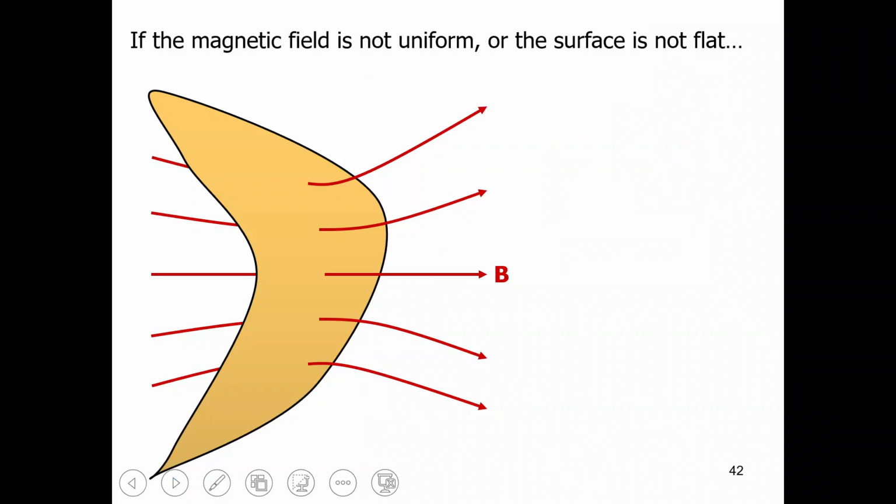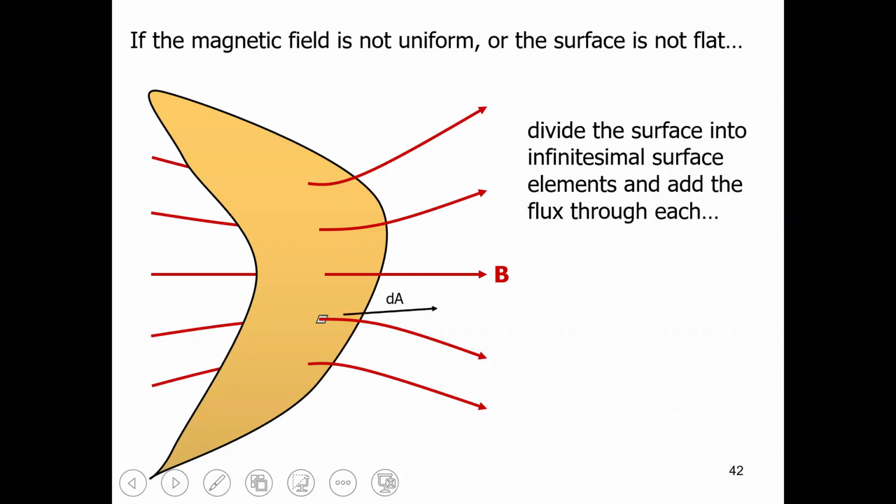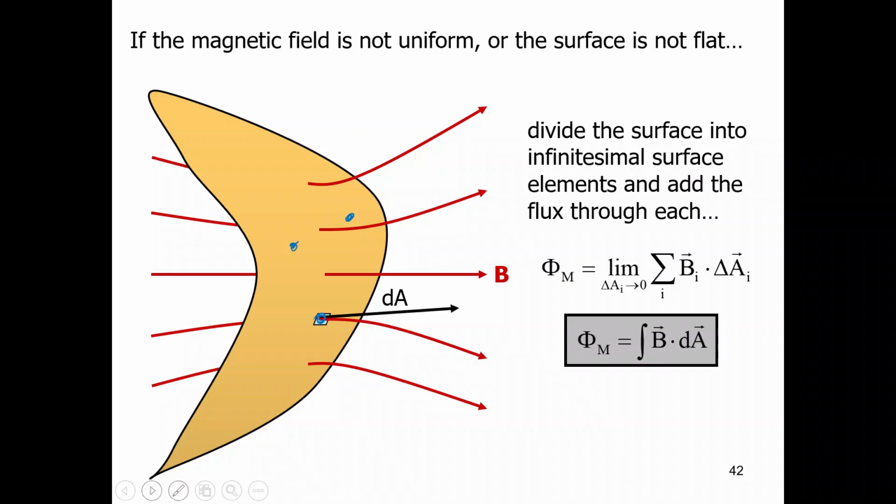And then if the magnetic field is not uniform and the surface isn't flat, you may have to integrate across the surface by taking a little tiny infinitesimally small piece of the surface area and add up for each of those little surface areas on that surface, accounting for the fact that they could have different angles. In which case, that's the same thing as taking an integral. So we'd have the integral of B dot dA.